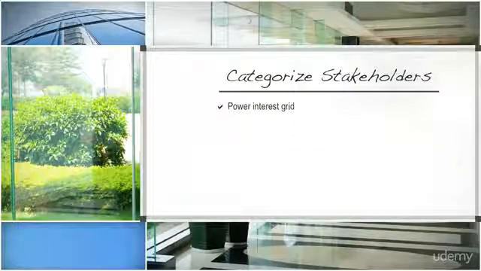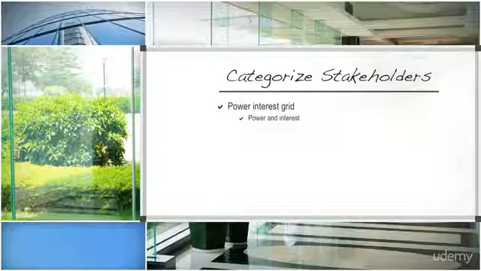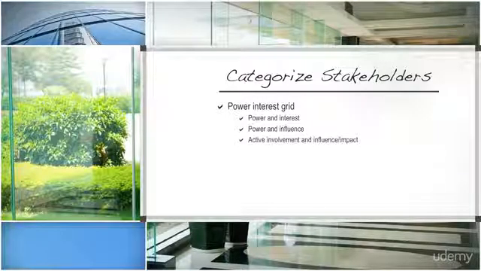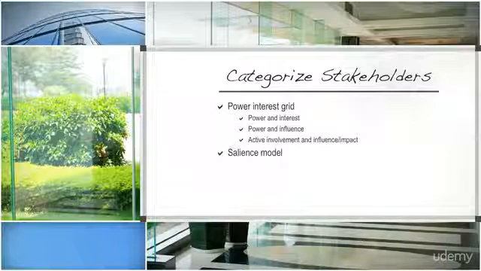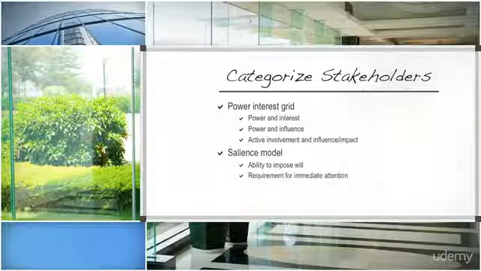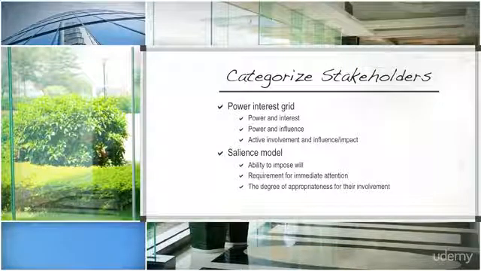The grid can be made up of sections that represent power and interest, which groups stakeholders based on authority and degree of concern for a project; power and influence, which groups stakeholders based on their level of authority; and active involvement and influence impact, which groups stakeholders by their active involvement and their ability to affect change. Another type of stakeholder analysis is known as a salience model. This groups stakeholders by their ability to impose will, the requirement for immediate attention, and the degree of appropriateness for their involvement in the project.